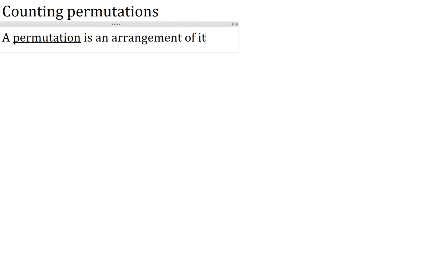In this video we look at counting permutations. So permutation is a scary word here, but let's discuss what it is. It's really not that complicated. So a permutation is an arrangement of items in a particular order, maybe like a list.